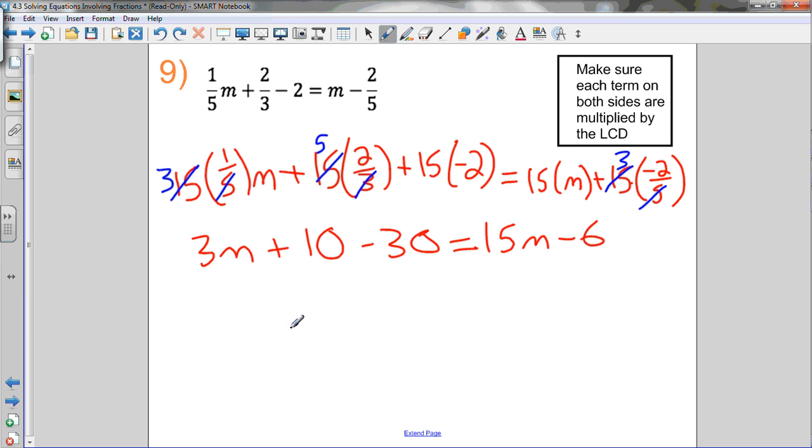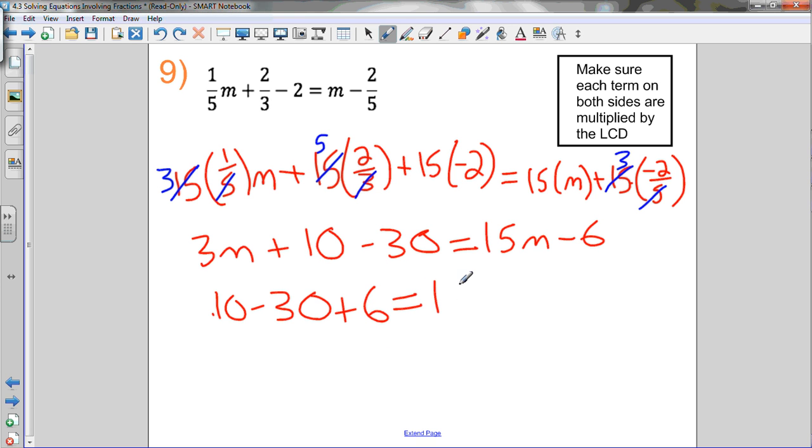Now collect all your variable terms to one side of the equation and all your constant terms to the other side of the equation, and then collect your like terms. So I'll bring my variable terms to the right and my constant terms to the left. It doesn't matter which side you bring them to, either way you'll get the same answer. So I'll leave my constant terms on the left, so 10 minus 30. I'll bring this minus 6 to the left, it'll become plus 6.